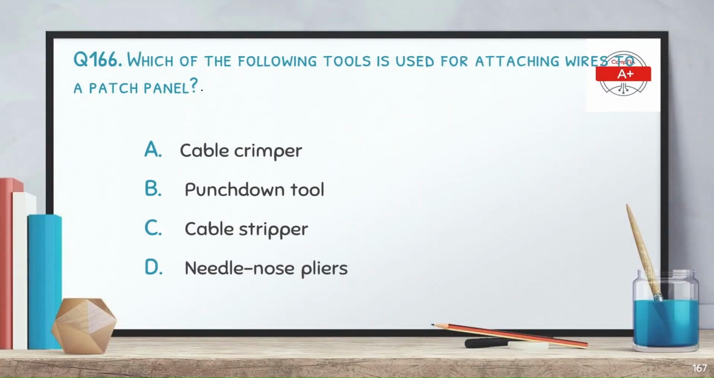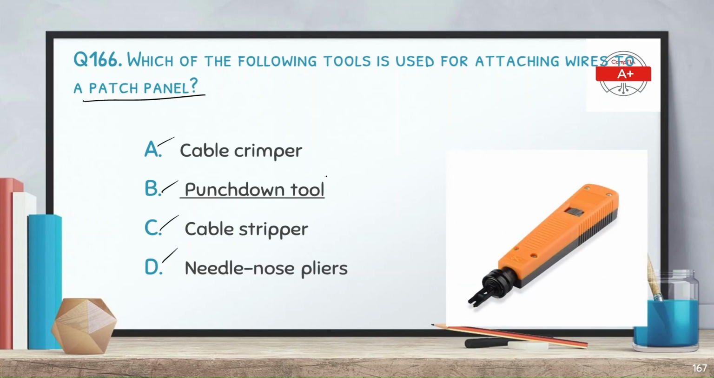Question number 166 is that which of the following tools is used for attaching wires to a patch panel? The options are A, cable crimper, B, punch down tool, C, cable stripper, and D, needle nose pliers. The correct option is punch down tool. So this is the punch down tool, which is used to attach cables to the back of the patch panel.